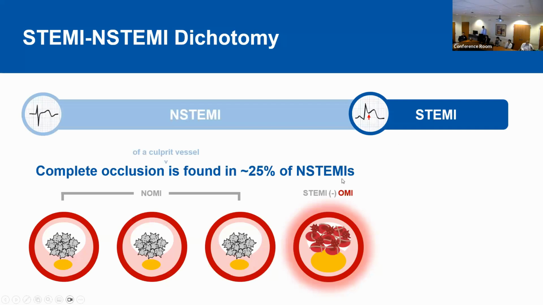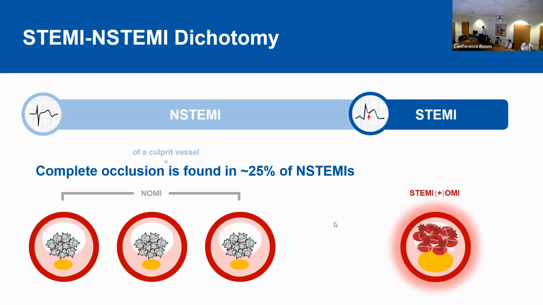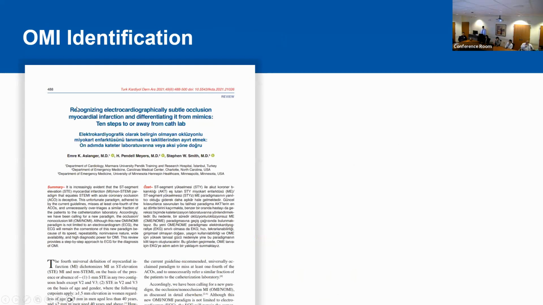So for the next part, we'll take a look to see, is there a way that we can identify this important subgroup so that we can help expedite them to the cath lab with the same certainty and urgency that we do for STEMIs. And for that, I'd like to reintroduce this paper, recognizing electrocardiographically subtle occlusion myocardial infarctions and differentiating them from their mimics, 10 steps to or away from the cath lab.